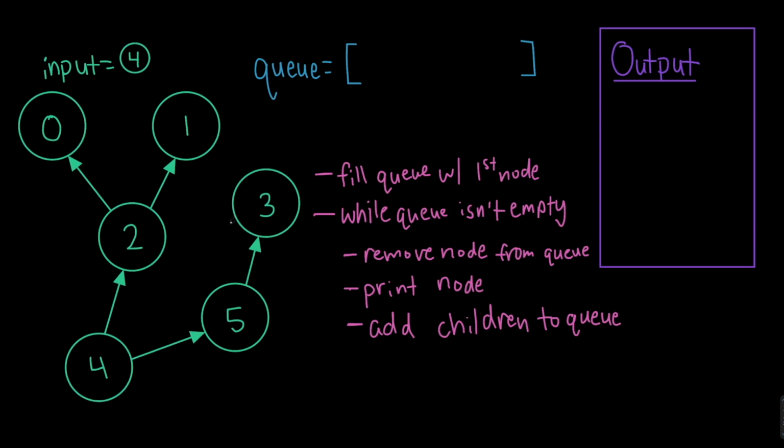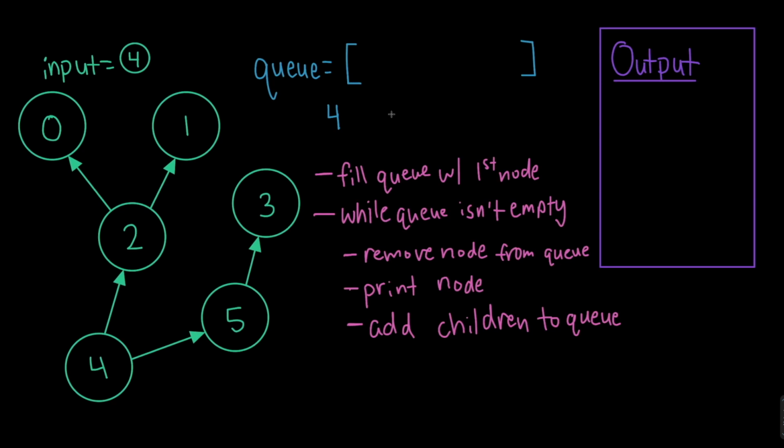So let's walk through our example here and actually diagram it out. So we get our input, which is the 4 node. We see that on the top left. The first thing we're going to do is fill our queue with the very first node. So we fill it with the 4 node. Then we say, all right, while the queue is not empty, clearly the queue is not empty. So the first thing we're going to do is remove this node from the queue. So we're going to say get rid of 4. We don't want it anymore. We're going to print our 4 node. And then we're going to add the children to the queue.